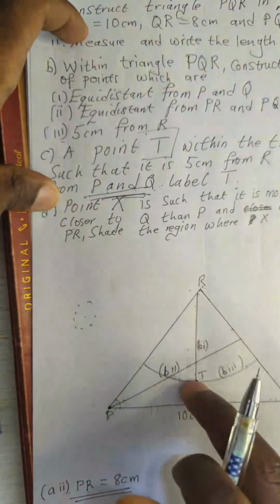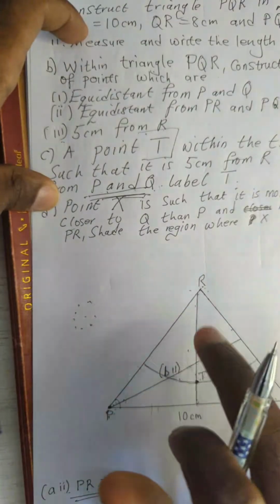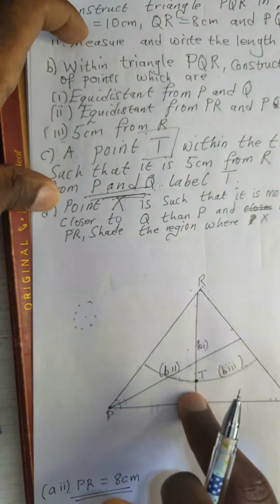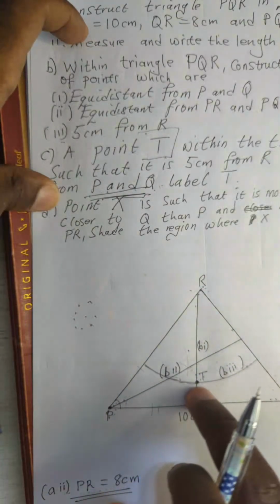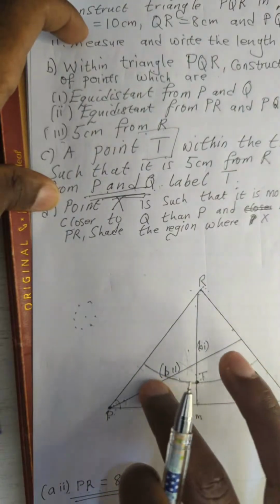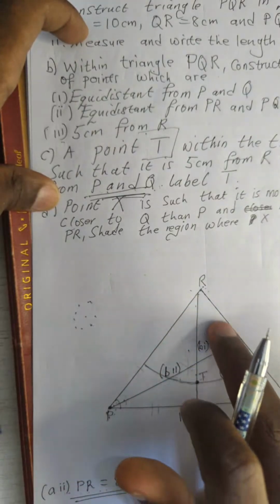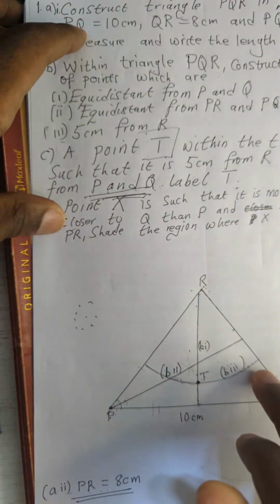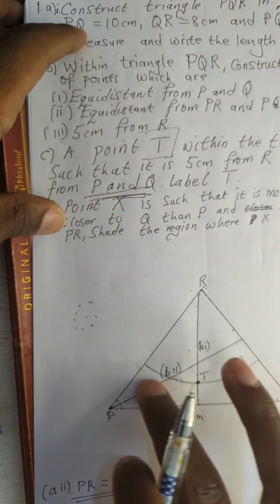So from here to here it's 5, meaning from here to here maybe it's 4, from here to here maybe it's 3, just like that. Then from here to here maybe it's 6. So this area is for points that are more than 5 centimeters from R, while this one is for points that are less than 5 centimeters from R. So this point X we're looking for must be somewhere here.